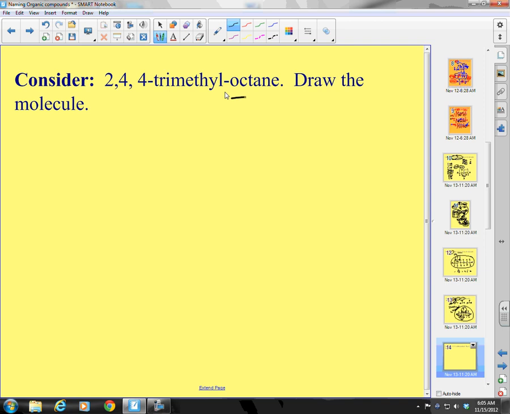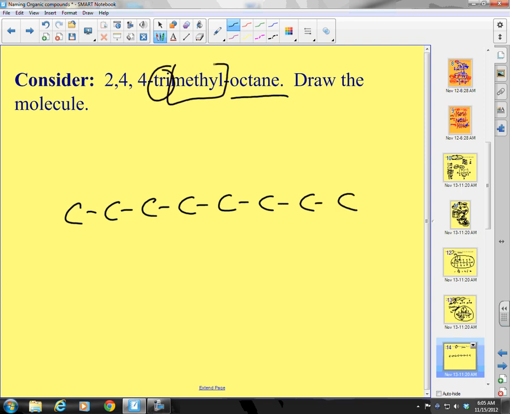Not a bad one, is it? We have octane. That means I have 8. 1, 2, 3, 4, 5, 6, 7, 8. I have 3 what? Methyl groups. So I have 3 methyl groups. Where are they going to go? One is on the 2. Let's just for the heck of it label from right to left this time. 1, 2, 3, 4, 5, 6, 7, 8. Of course, you could do it the other way. Both answers are correct. I have a methyl group on the 2, so I'm going to put a methyl group here.